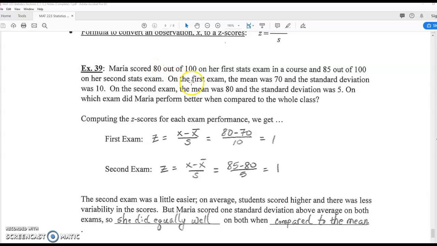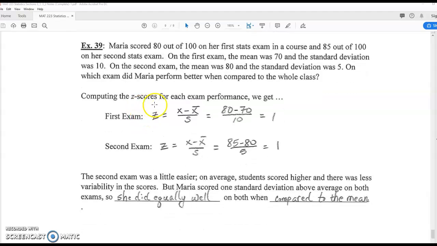However, she really should go through and say, well, what was the mean and the standard deviation? Because on the first exam, the mean was 70 and the standard deviation was 10. On the second exam, the mean was 80 and the standard deviation was 5. So the second exam seems to be a little bit easier, and most students did closer to 80 than on the first exam. The mean was 70, which means it was a little bit harder exam, and there was more spread in that first exam. But what does that mean about Maria's performance?